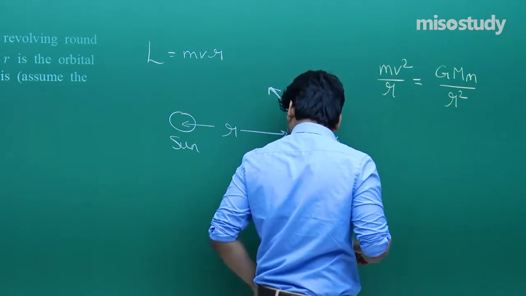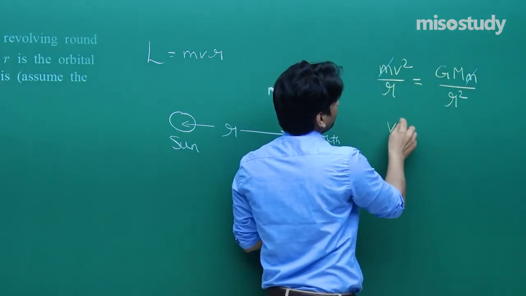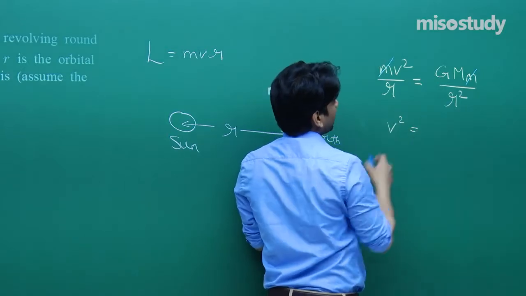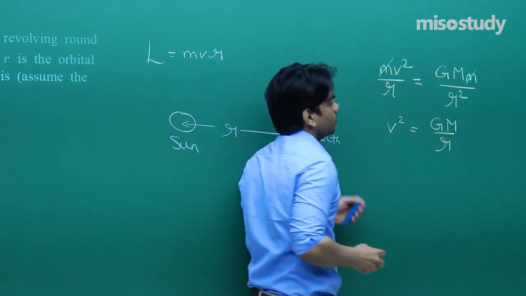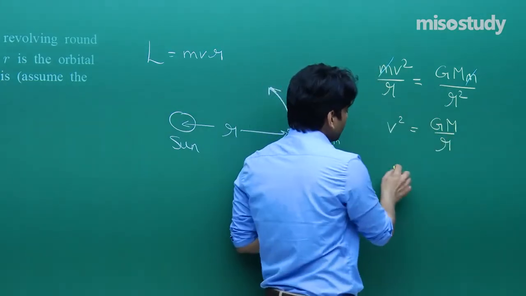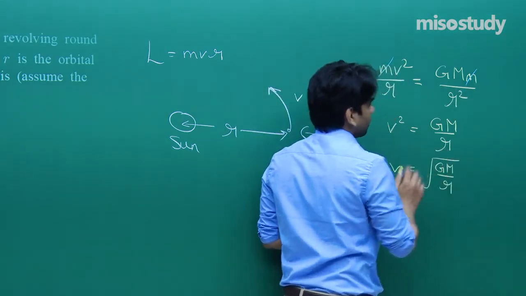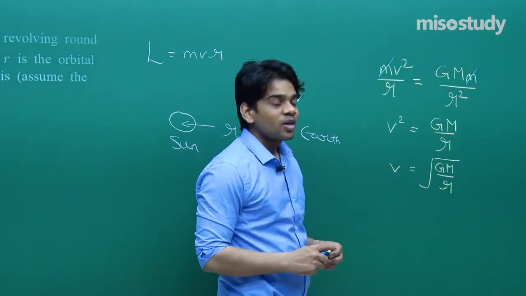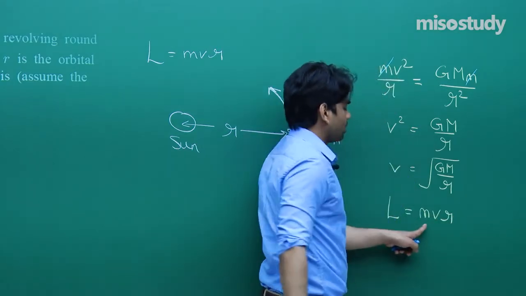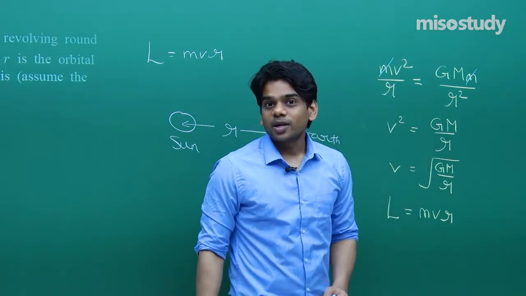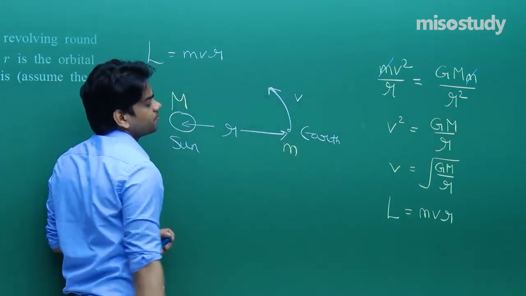Quite obvious. For this you see, m and m will be cancelled out, and easily we will be obtaining v square is equal to, and one r will be cancelled out, v square will be equal to G M by r. We obtained this, v square will be equal to G M by r. So v will be equal to under root of G M by r. Now you see here, L equals m v r. Small m is the mass of Earth, and capital M is the mass of Sun. That is what we have taken.